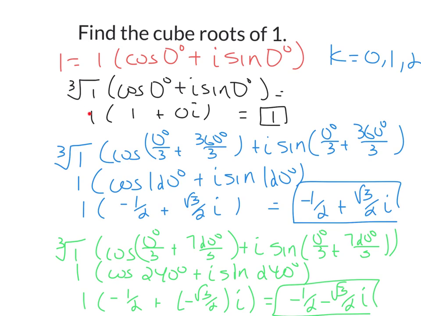So I take the cube root of 1, which is 1. Cosine 0 is 1. Sine 0 is 0. So just distribute. 1 times 1 is 1. 1 is the cube root of 1. We already knew that one anyway.